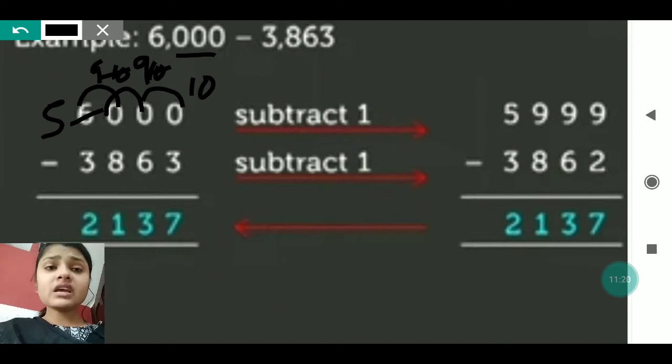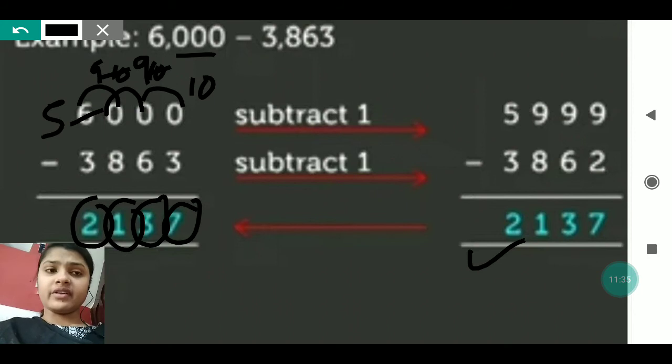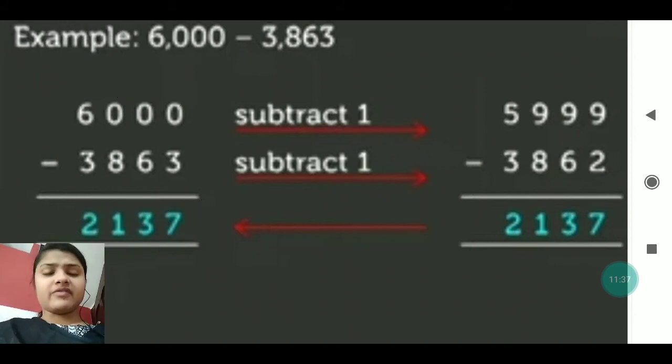Okay, after this 10 minus 3 will be 7, 9 minus 6 will be 3, 9 minus 8 will be 1, and 5 minus 3 will be 2. So the answer will be 2137. After subtracting 3863 from 6000, we will get 2137.